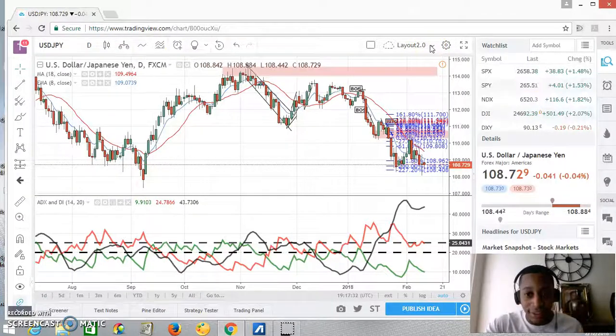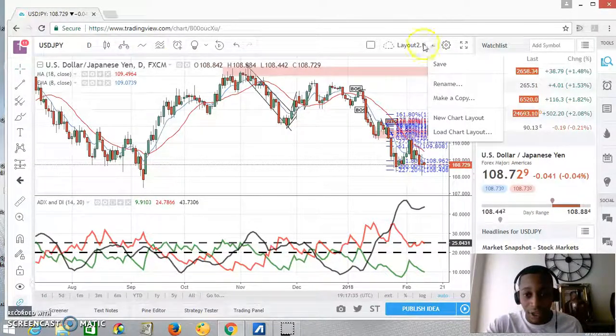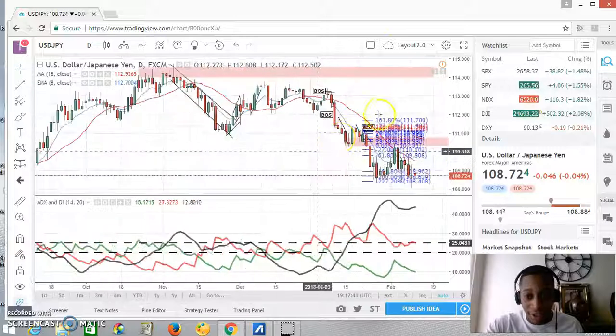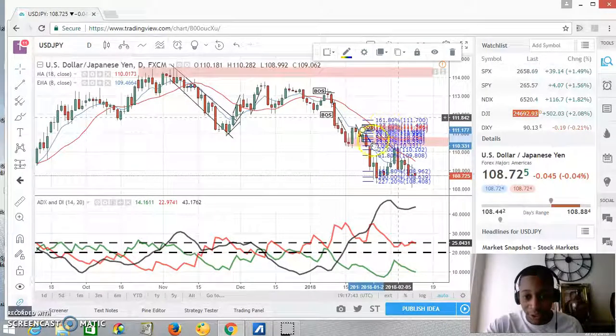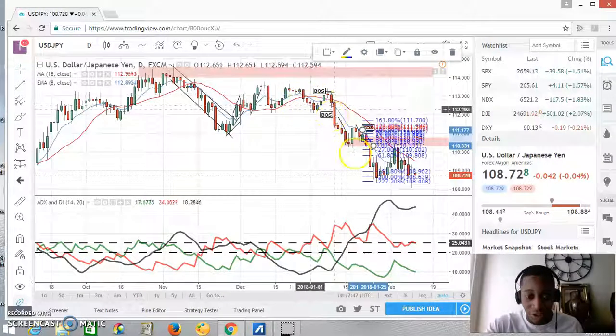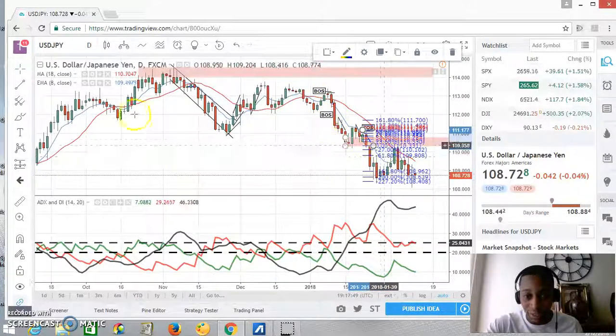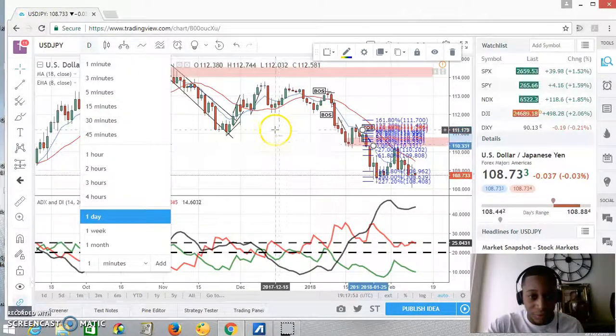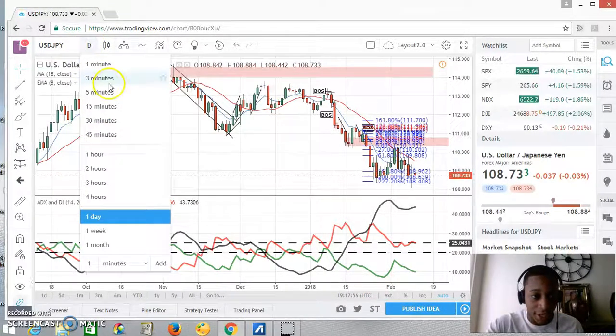Okay, this is the layout right here. Basically you save your chart layouts here. I already have my chart layout here. I have some fibs here from previously, BOS, when I put my break of structure, because I always write down the break of structure on different time frames. Right here is the time frame.